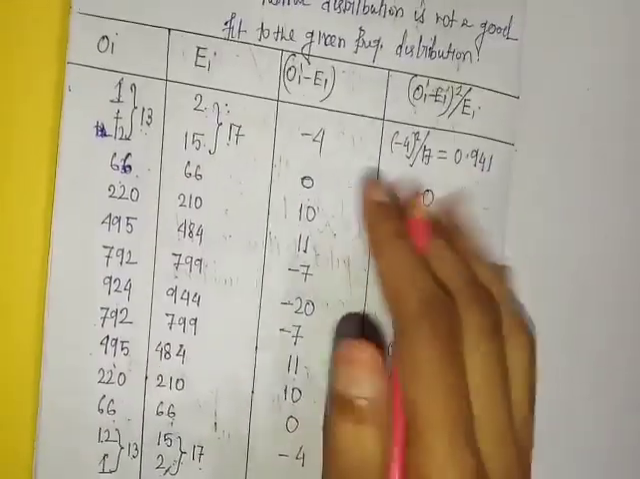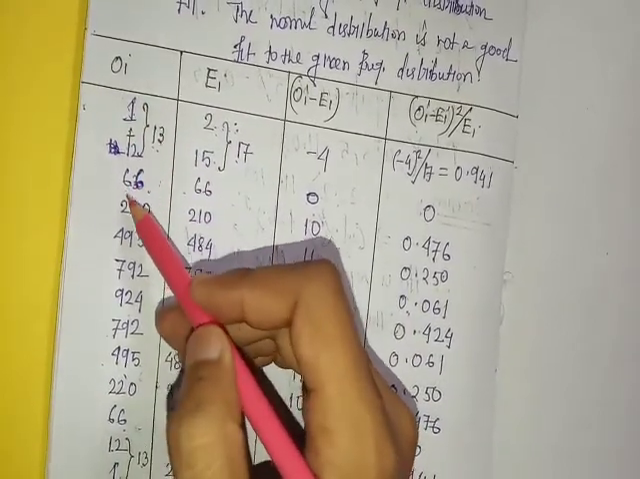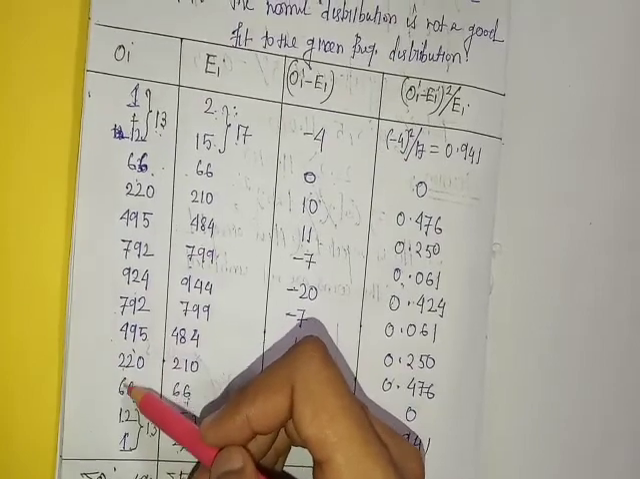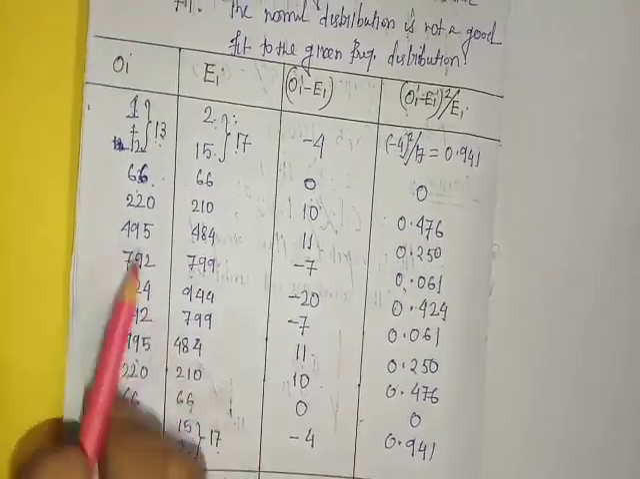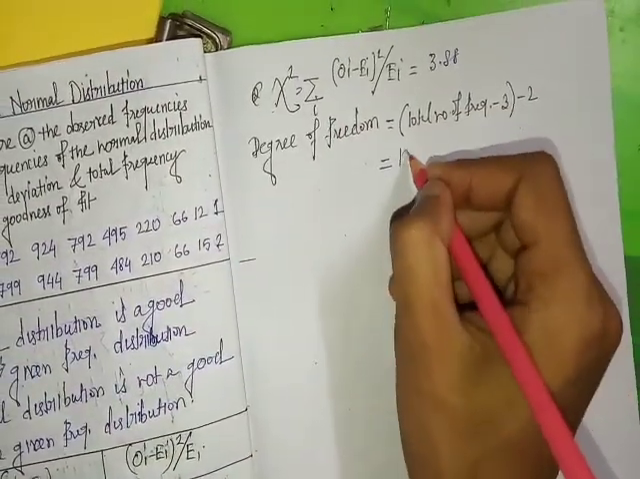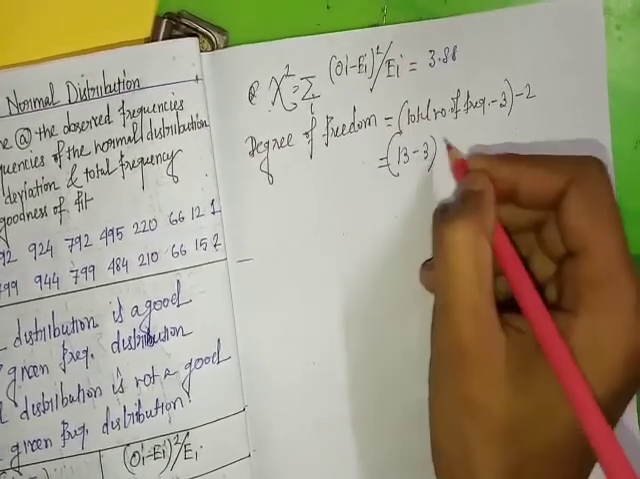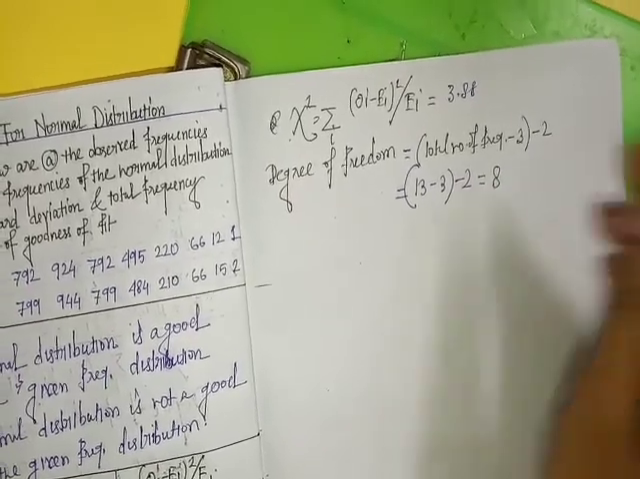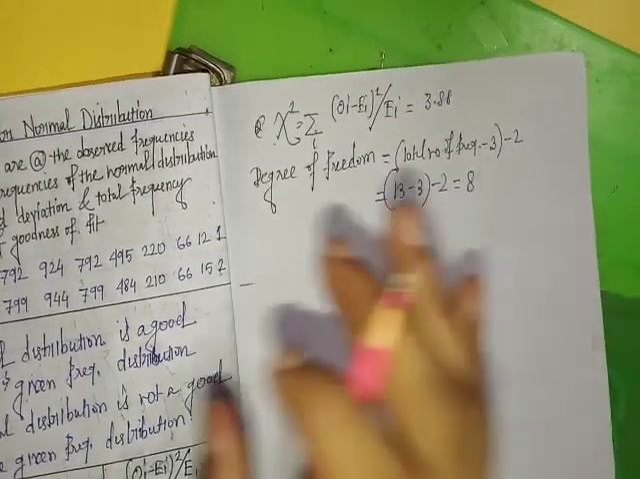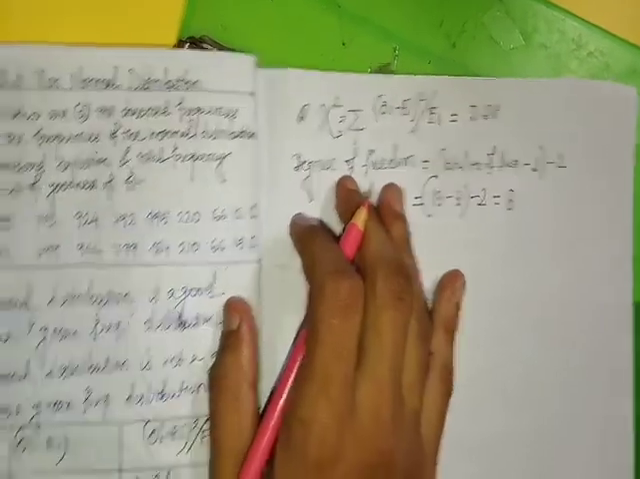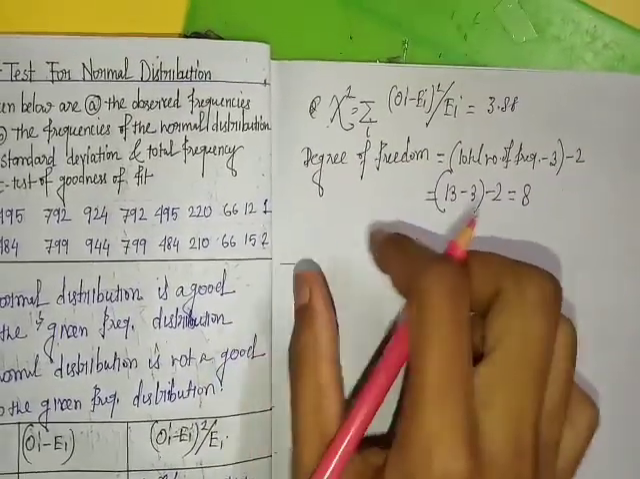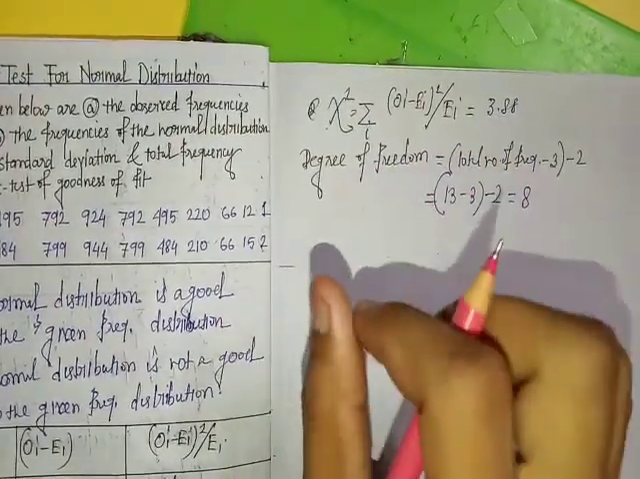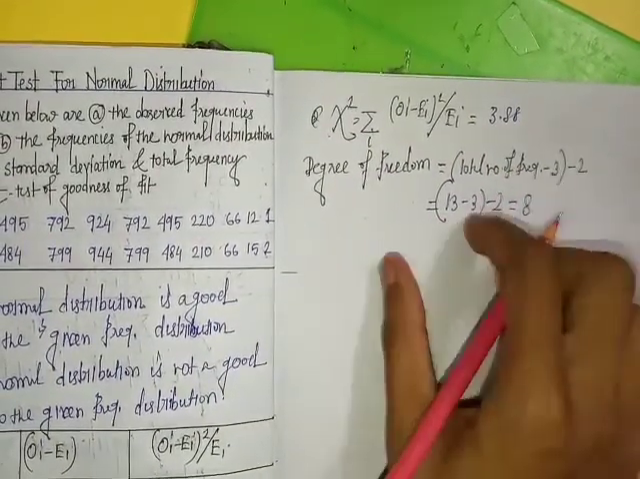So here the total number of frequency is 1 2 3 4 5 6 7 8 9 10 11 12 13. So 13 minus 3 minus 2, that is 8. So this is the degrees of freedom for normal distribution in this problem. But the general formula of degrees of freedom for normal distribution is total number of frequency minus 3.